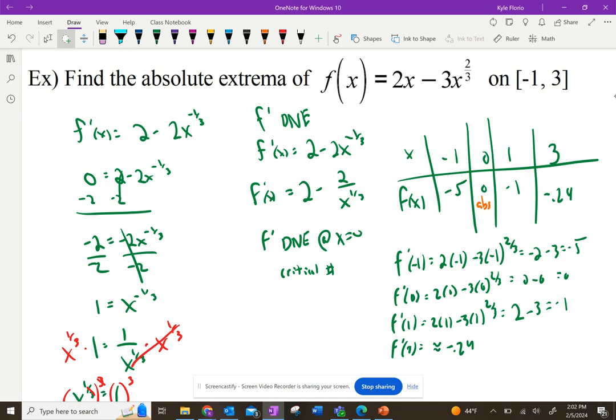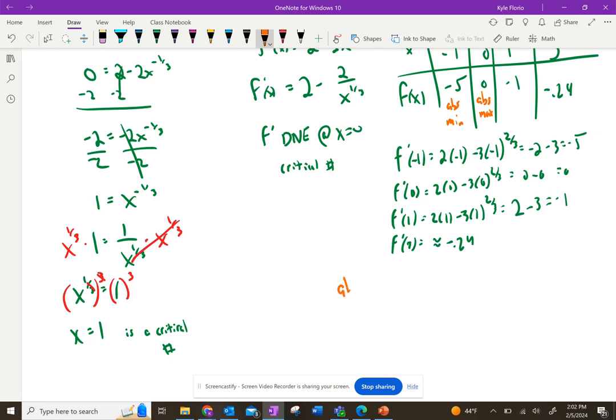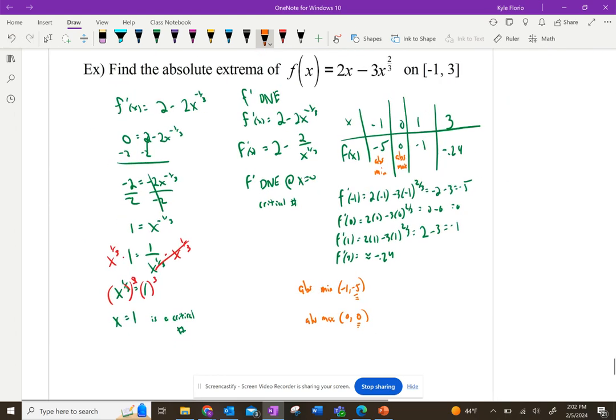That's greater than all the negative numbers. So that's my absolute max. My absolute min is the lowest value here. The smallest value or the least value is the negative 5. That's my absolute min. So my absolute min is at negative 1, negative 5. The absolute max is 0, 0. That's my absolute max of the function on the interval negative 1 to 3.